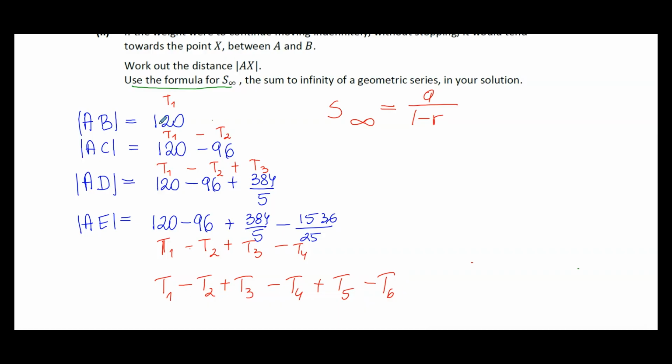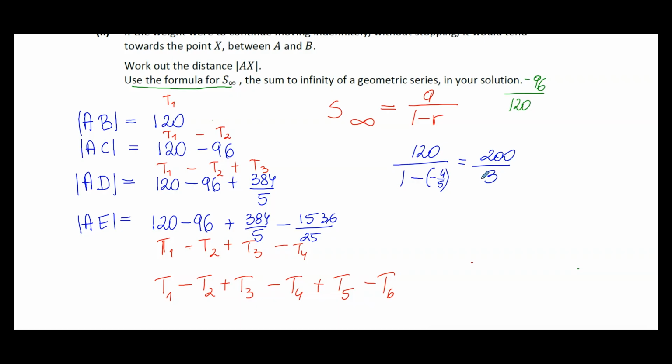So the first term is the same, 120. However, the value of r here is different because what's my first term? 120. What's my second term? Minus 96. Not just 96. So therefore, if we put that in the calculator, we get that r is minus 4 over 5. And now we can do this calculation. So when we put that in the calculator, we get that it is 200 over 3.